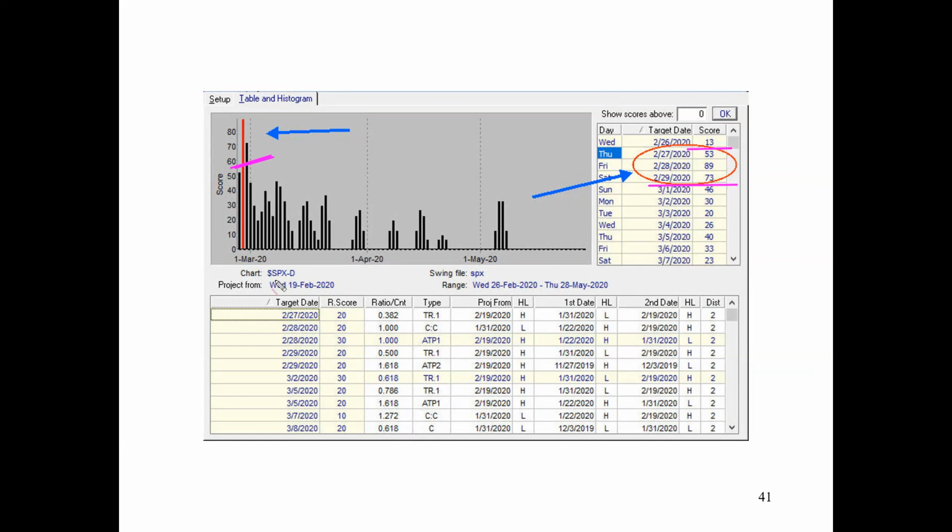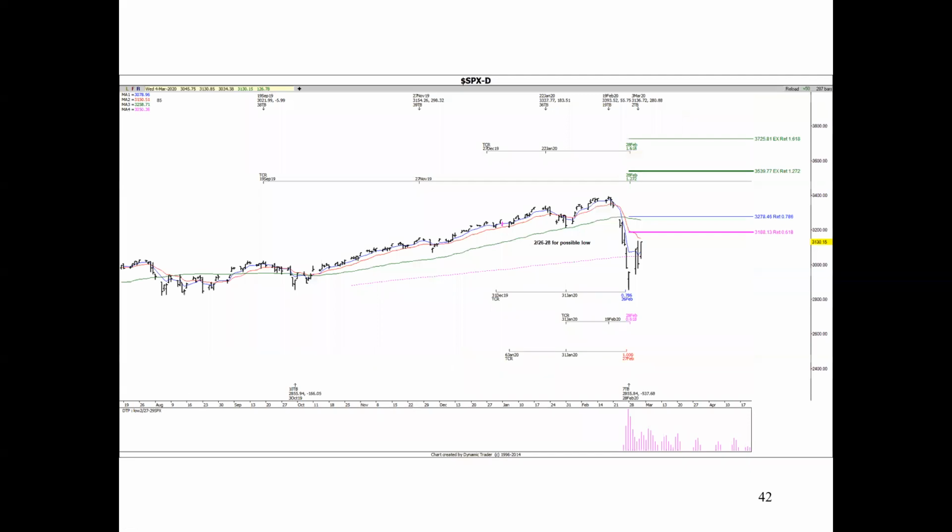So this was S&P cash. And what we wanted to do is anticipate a possible low between the 27th and 29th via this histogram. And also you can look down here and you can see this is where it tells you where the dates are projected from and what the ratio came in. And then this is the result of that. So we had the histogram that you can show on the chart.